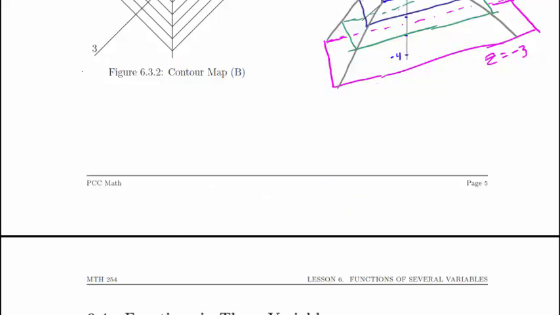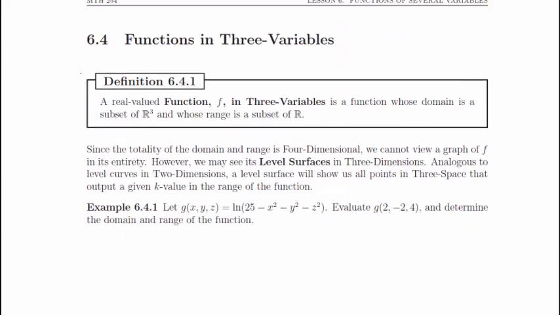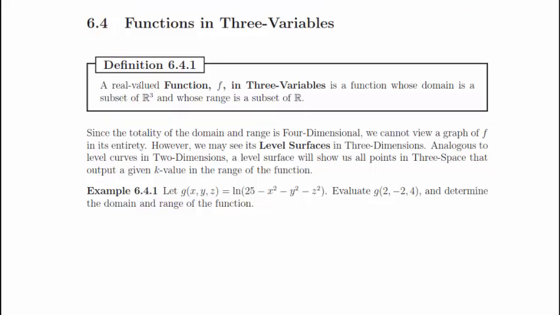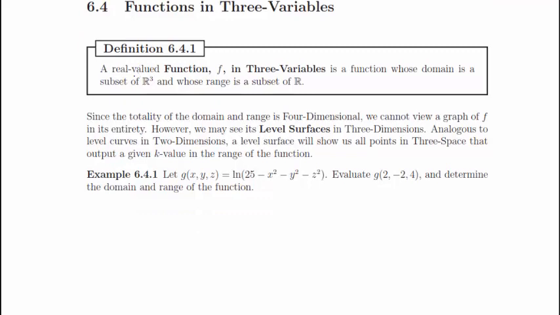So let's go ahead and move on to the last page of this lesson, 6.4, functions in 3 variables. Let's start with our definition. Definition 6.4.1, a real valued function f in 3 variables is a function whose domain is a subset of R3 and whose range is a subset of the set of all real numbers R. Since the totality of the domain and range is 4-dimensional, we cannot view a graph of f in its entirety. However, we may see its level surfaces in 3 dimensions. Analogous to level curves in 2 dimensions, a level surface will show us all points in 3 space that output a given k value in the range of the function.